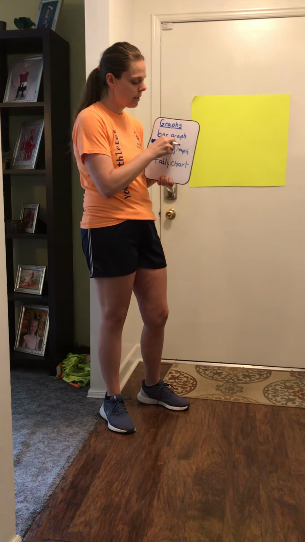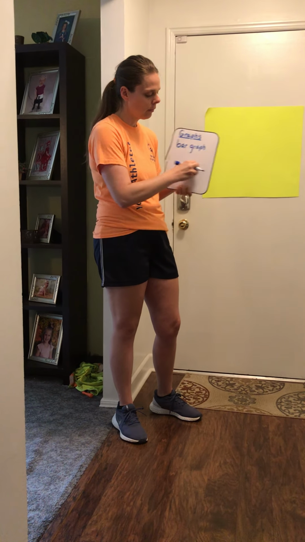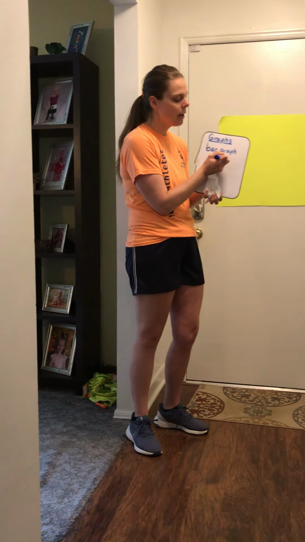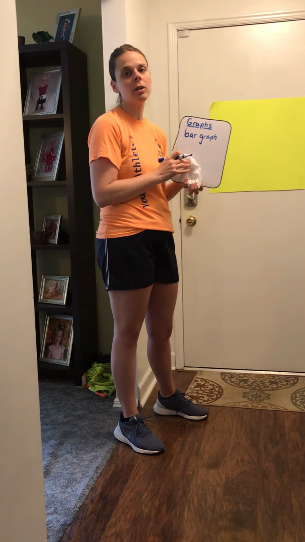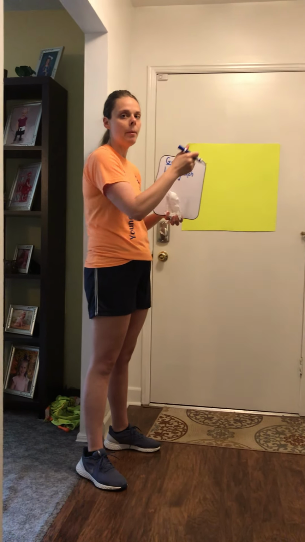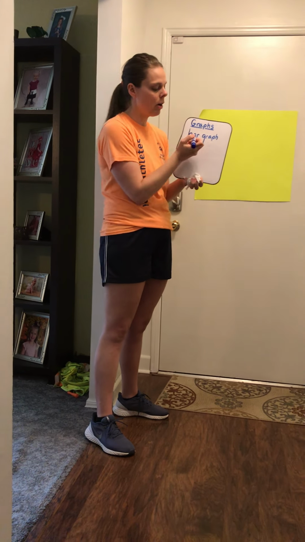So I'm going to erase these two, and we're going to talk about the bar graph. First of all, a bar graph and a picture graph are a lot alike, but the major difference is that on a picture graph you use little pictures to represent your data, and on a bar graph you use a bar. The bar can either go across like a row, or it can go up like a column. But it has to be a bar, so it has to be colored in all the way.